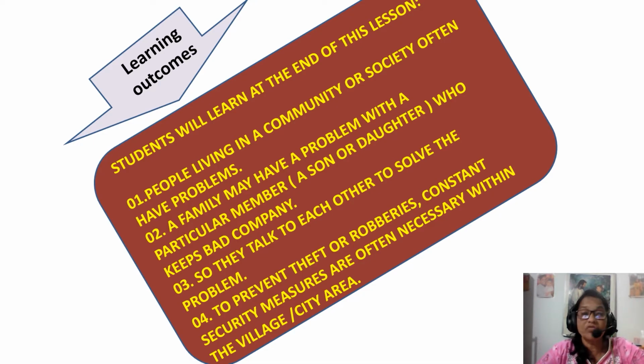From the lesson, learning outcomes. What are the learning outcomes? Students will learn at the end of these lessons. Number 1, people living in a community or society often have problems. Number 2, a family may have a problem with a particular member, a son or daughter, who keeps bad company. Number 3, so they talk to each other to solve the problems. Number 4, to prevent theft or robberies, constant security measures are often necessary within the village or city area.